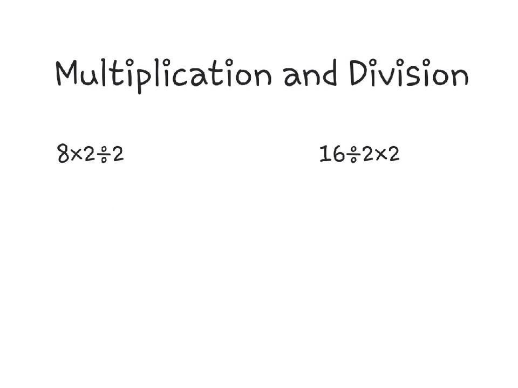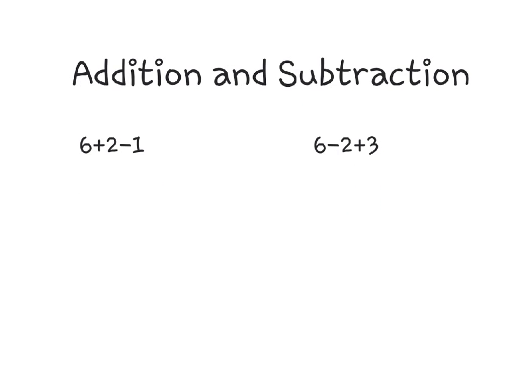Our second to last step is multiplication and division. Remember, they're both on the same level, so if both of them are in the same equation, we're just going to move from left to right, no matter what order they come in. So looking at our first example, 8 times 2 divided by 2, moving left to right, is going to be 8 times 2, which equals 16, divided by 2, which equals 8. And our next equation, left to right, is going to be 16 divided by 2, which is 8, times 2, which is going to give us the answer of 16.